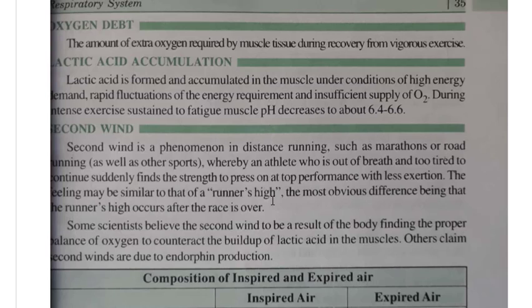So when we do a vigorous exercise, what happens? Muscles need oxygen in large quantity. But as the demand for oxygen increases, oxygen is not reaching the muscles at the same pace. So the muscle cells start developing lactic acid, and as they develop lactic acid, the pH of the muscle tissues decreases up to the level of 6.4 to 6.6.